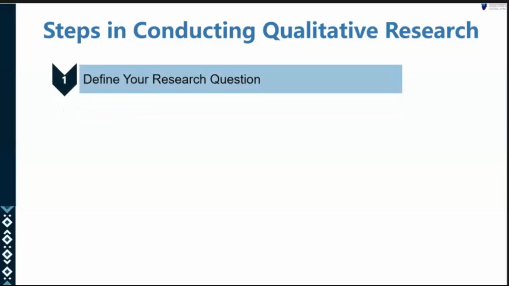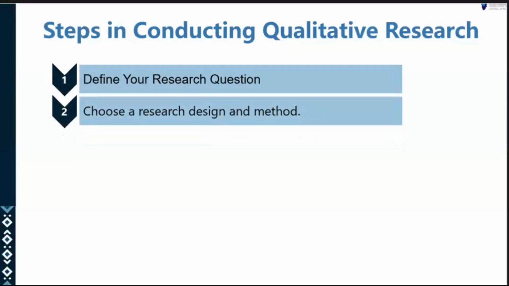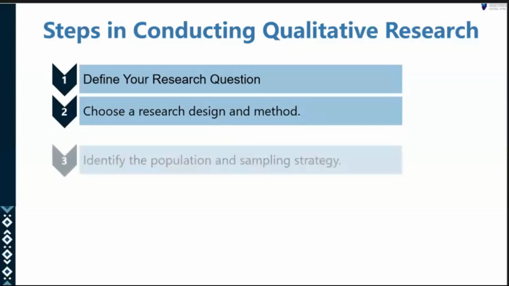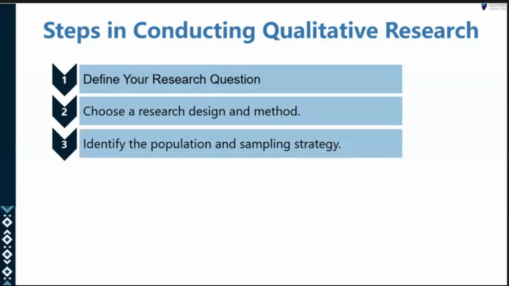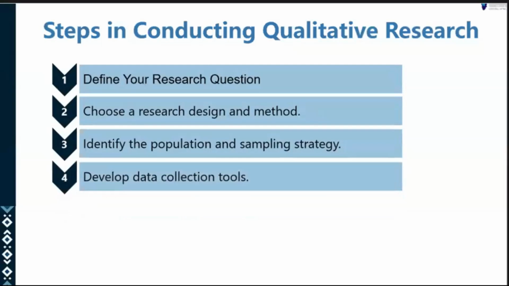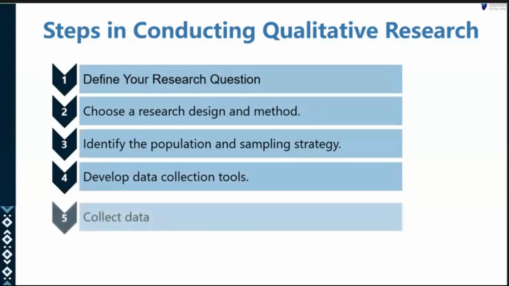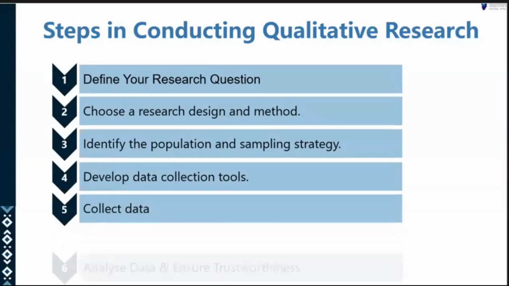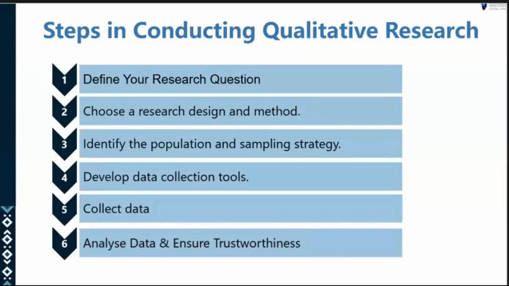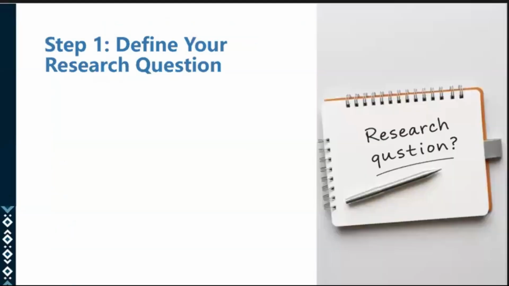So this is the key aspect of our presentation today, which are the steps in conducting a qualitative research. The first step is for us to clearly define our research objective, followed by choosing a research design and a qualitative research method. Also, identify the population and sampling strategy. We develop the data collection tool, followed by collecting the data, then analyzing the data and ensuring trustworthiness of your data, and you report your research findings.